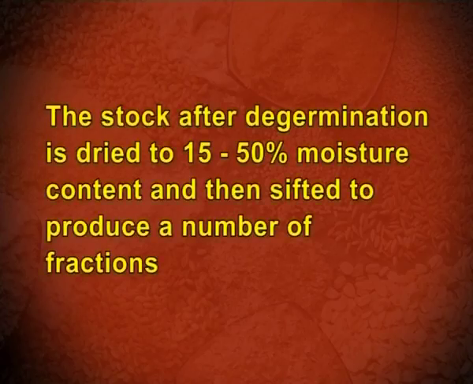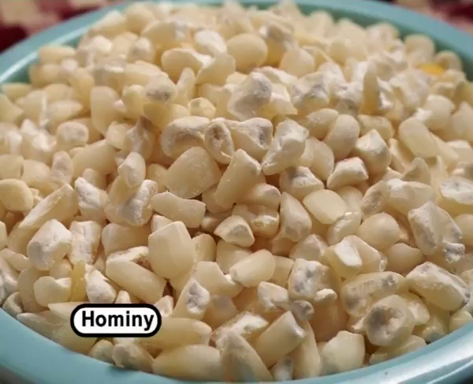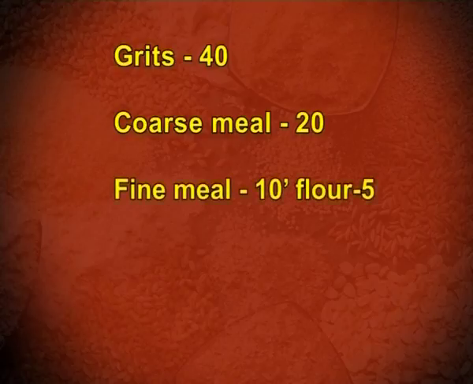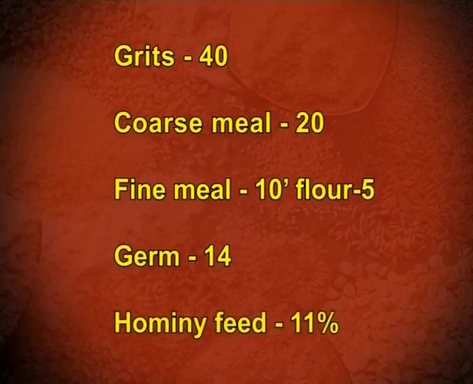The stock after degermination is dried to 15 to 50% moisture content and then sifted to produce a number of fractions. The large, medium and finer fractions, that is hominy, are finished grits. Meal, that is corn meal, is a product somewhat smaller than grits but still much coarser than corn flour, and flour is sifted. The yield of products in dry maize milling is as follows: grits 40, coarse meal 20, fine meal 10, flour 5, germ 14 and hominy feed 11%.